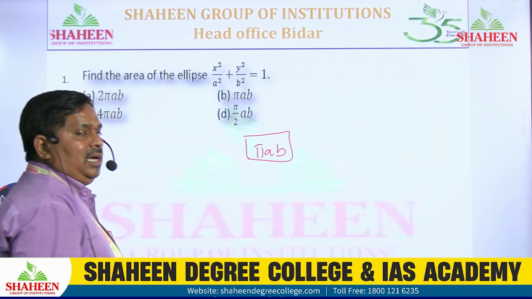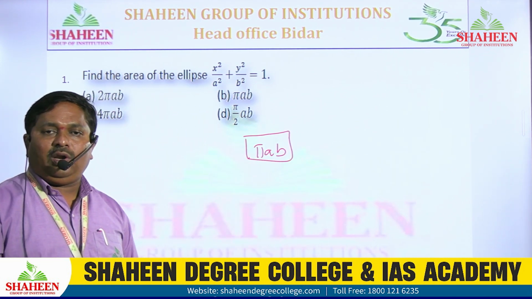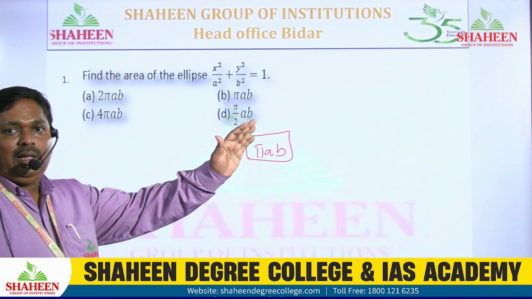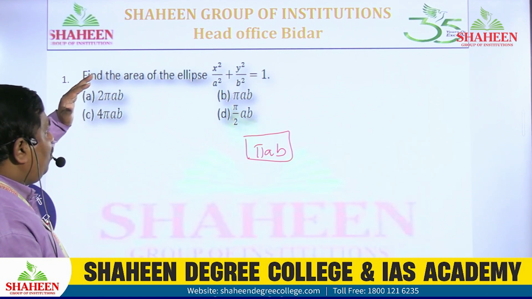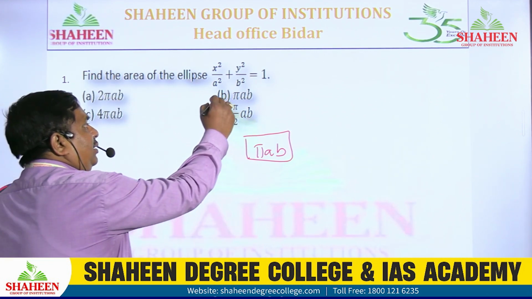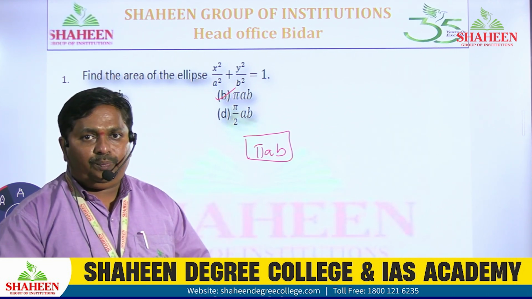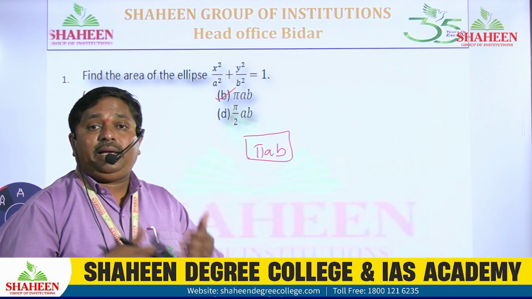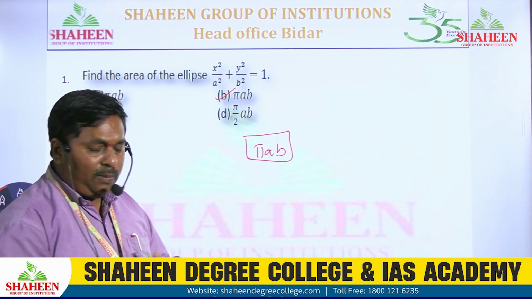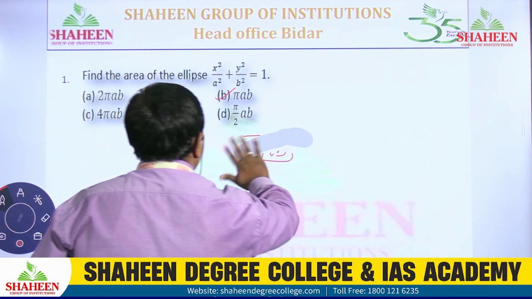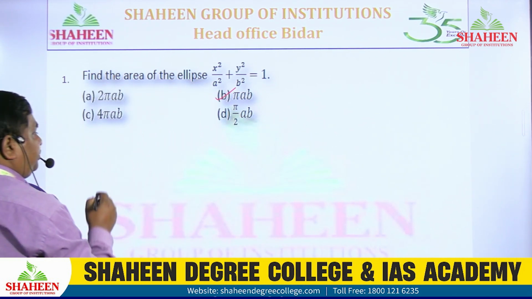What is the area of the ellipse? If you remember the area of the ellipse is pi ab, then easily in one step, directly you can take the second option as correct. Suppose you don't know the area of the ellipse is pi ab, then you need to solve this problem. I'll tell you how to solve this by integration.